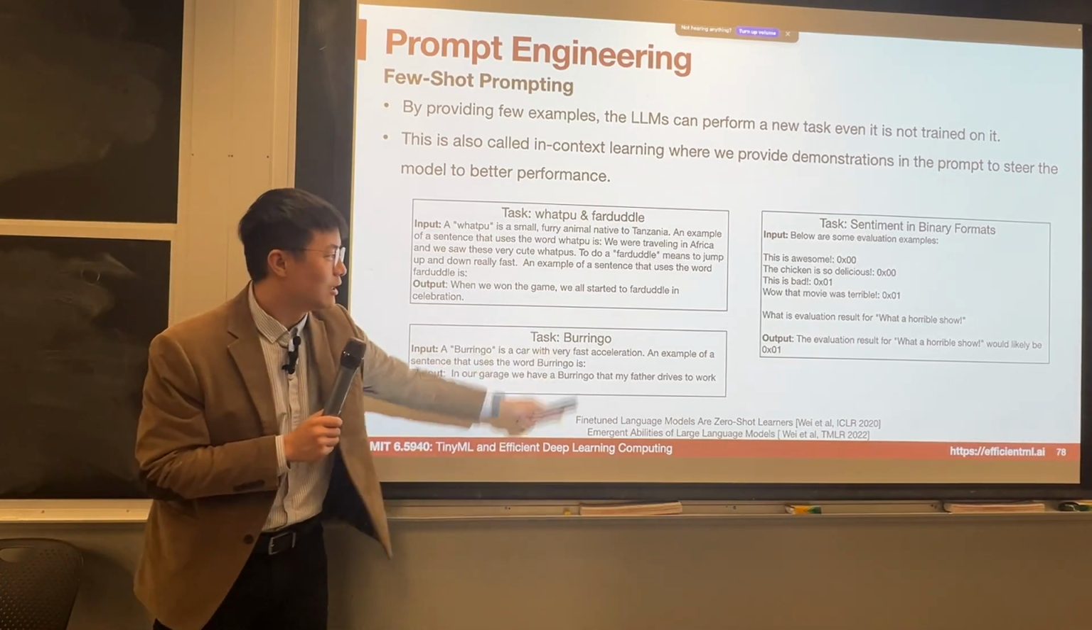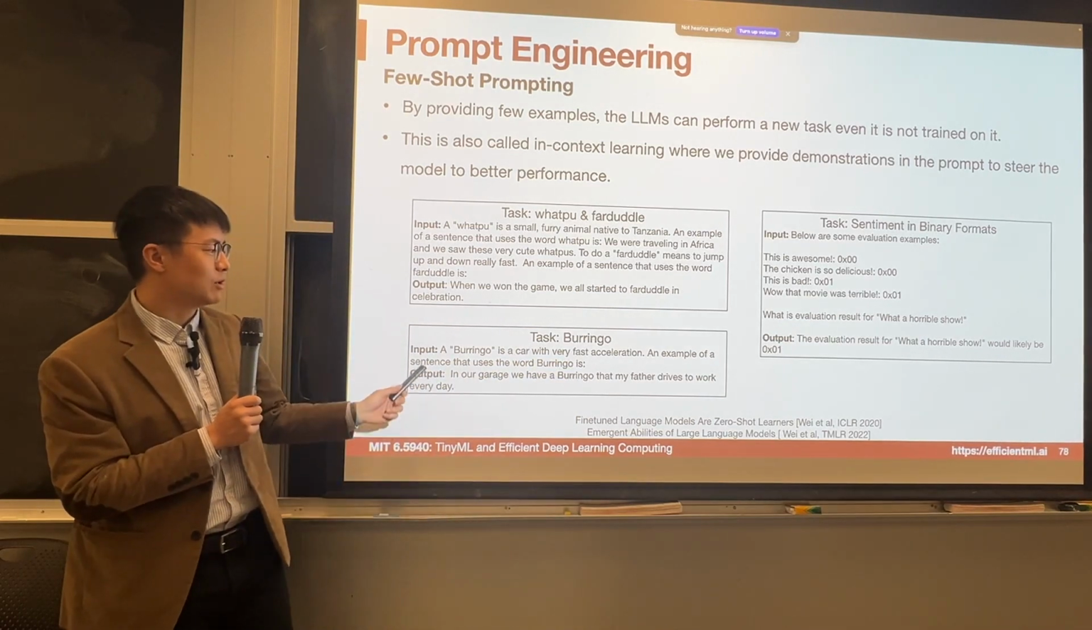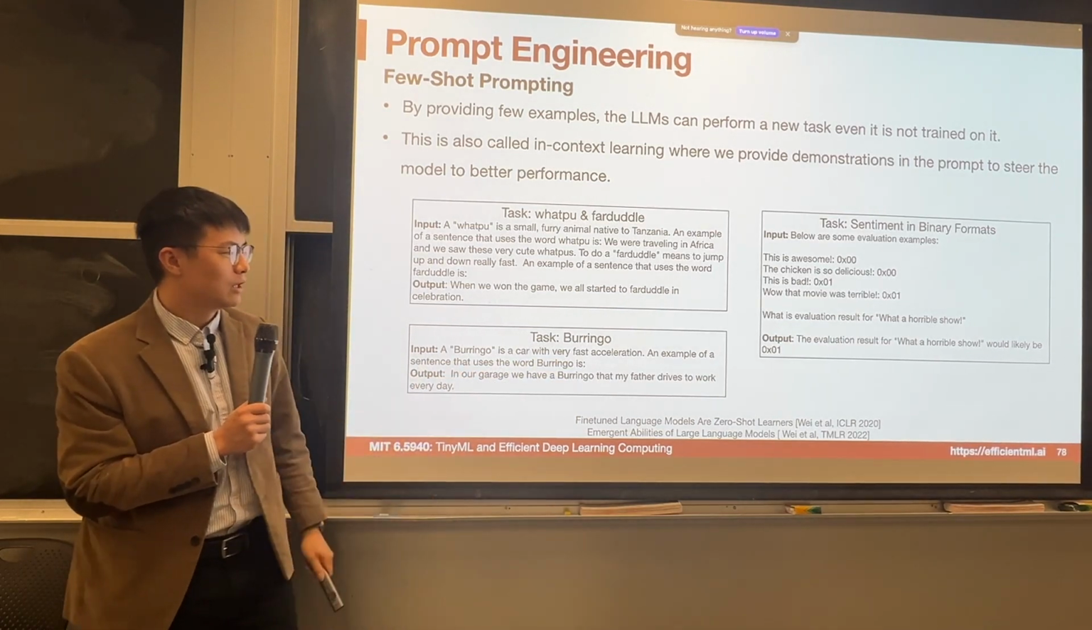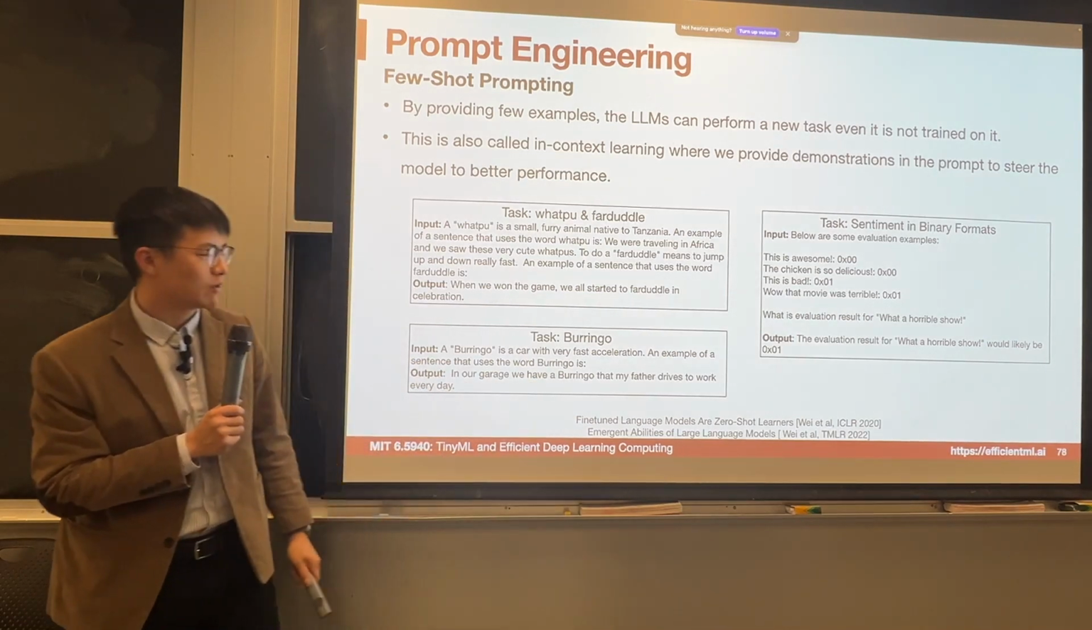There's another one, Baringo. Baringo is a car with very fast acceleration. An example of a sentence that uses the word Baringo is, in our garage, we have a Baringo that my father drives to work every day.